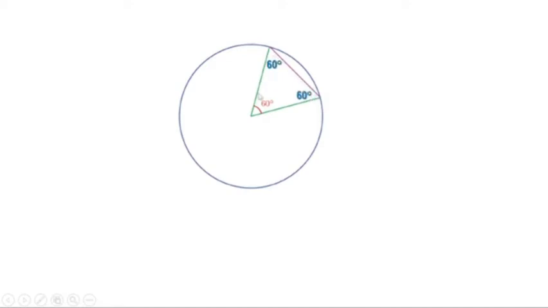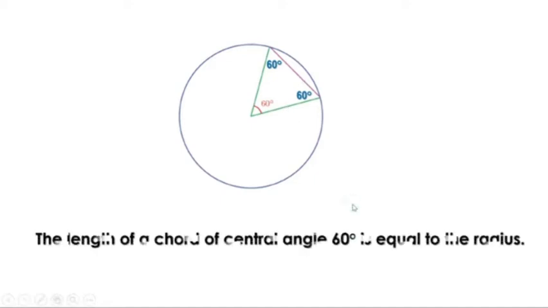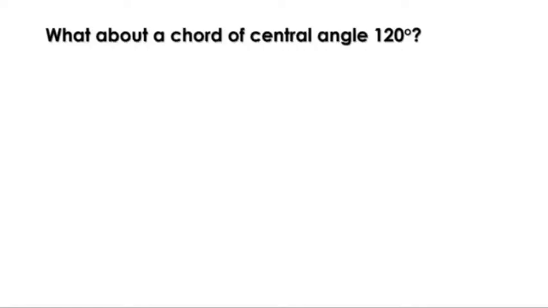Two sides equal ആണ്. Therefore the angle is 60. Now look at this. The three angles are 60 degree. Therefore this one is an equilateral triangle. So all sides are equal. Therefore the length of the chord is the radius of the circle. If the central angle is 60 degree, the length of a chord of central angle 60 degree is equal to the radius, isn't it? Central angle 60 ആയാൽ chordന്റെ length circleന്റെ radius ആണ്.